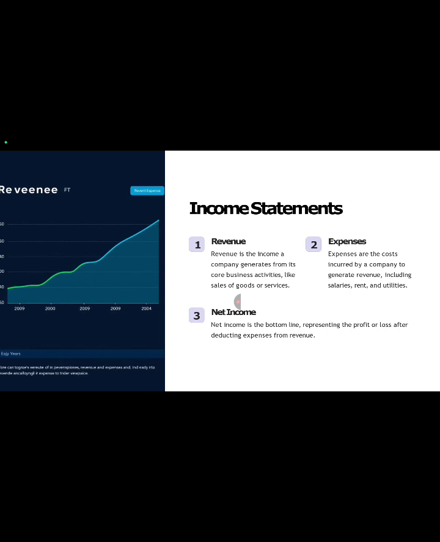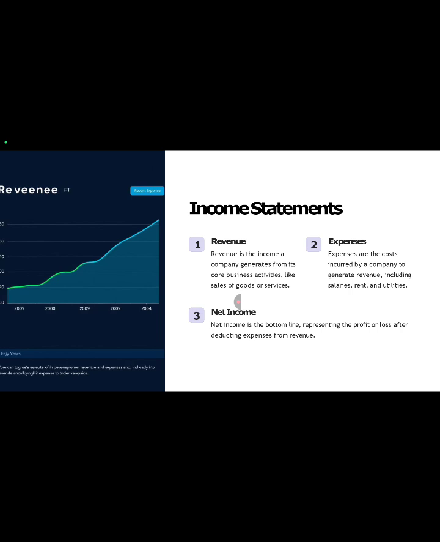Revenue is the income a company generates from its core business activity, like sales of goods and services. Expenses are the costs incurred by a company to generate revenue, including salary, rent, and utilities. And net income is the bottom line, representing the profit or loss after deducting expenses from the revenues.